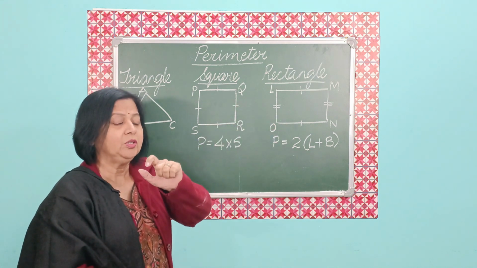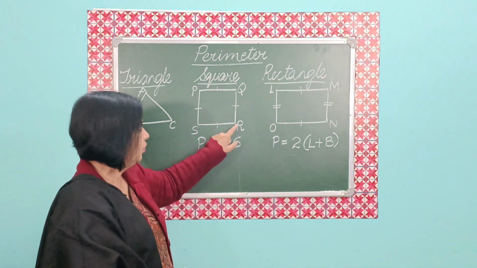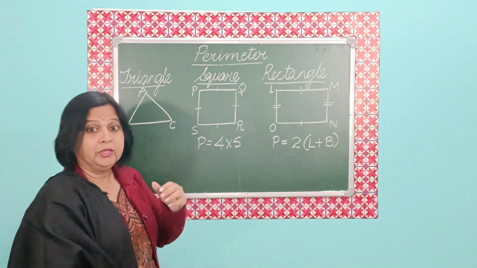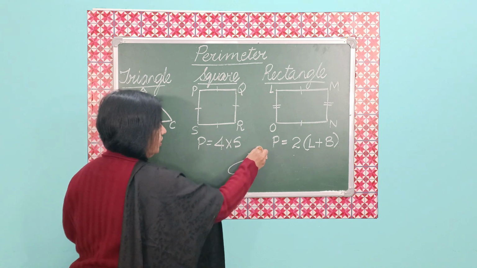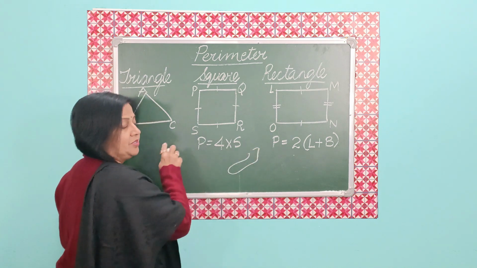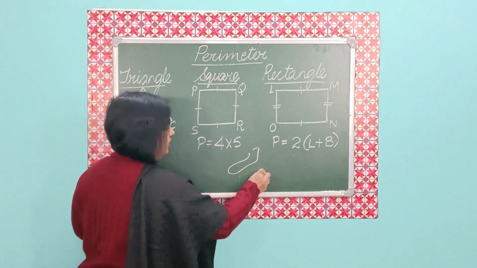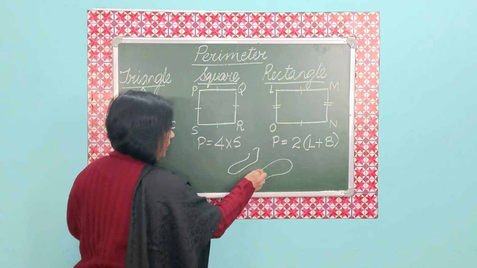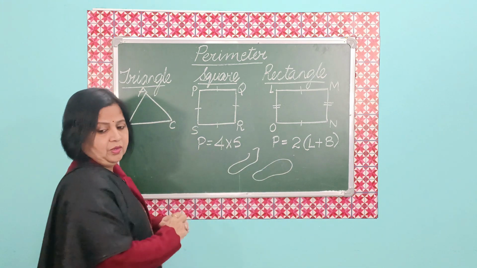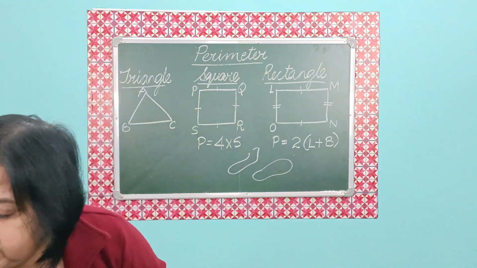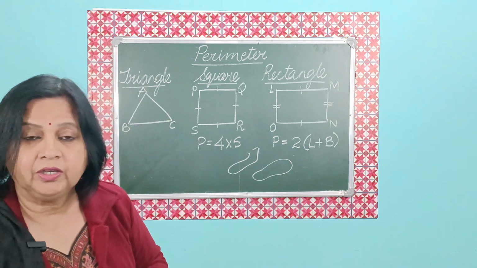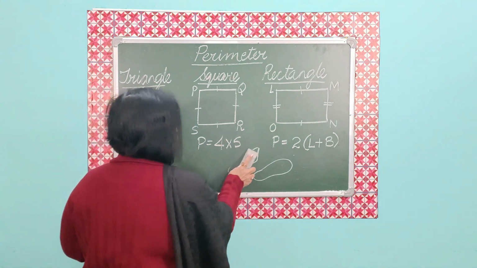Now I am using the word closed. Closed means there are no open sides anywhere. We can also have open figures. For example, this that you see, this is a curve, but this is open because there is a gap over here. This is a closed figure. Why? Because there is no gap anywhere. So we need only the closed figures to find out the perimeter.